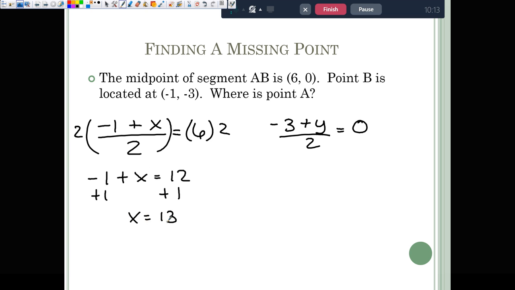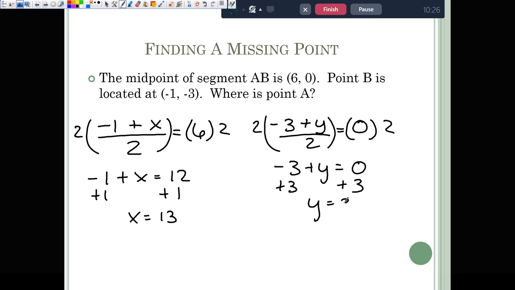We'll do the same thing when we're solving for y. We're going to multiply both sides by 2 to get rid of our fraction. So we get negative 3 plus y equals 0. We'll add 3, and y would equal 3. So my ordered pair would be 13, 3.